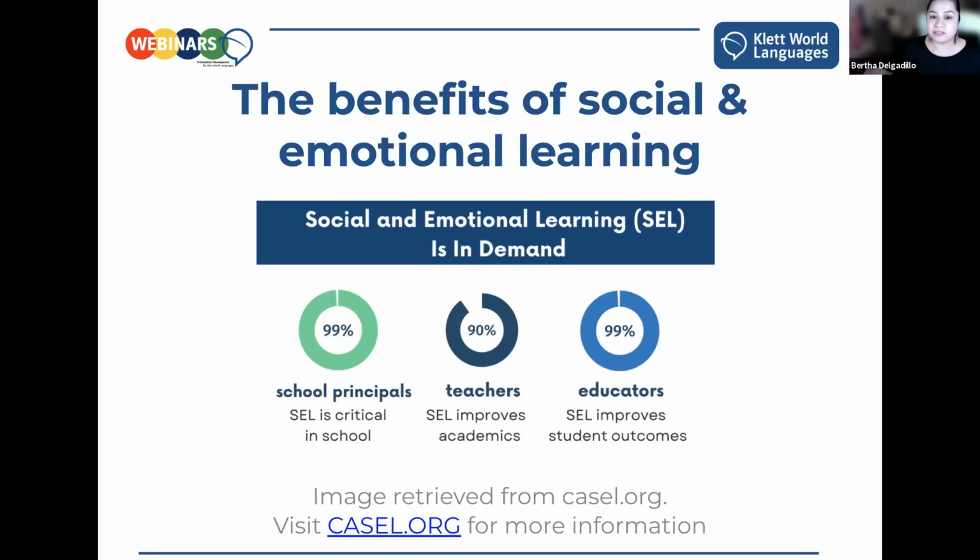We know that social emotional learning is in demand. 99% of school principals are saying that social emotional learning is critical in school. And 90% of the teachers believe that SEL improves academics. And 99% of educators also see that SEL improves student outcomes. Why? Because students want to be in a place where they feel supported, heard and understood, and where they feel that they belong. That is one of the big benefits. We know that social emotional learning works, and the research is there.